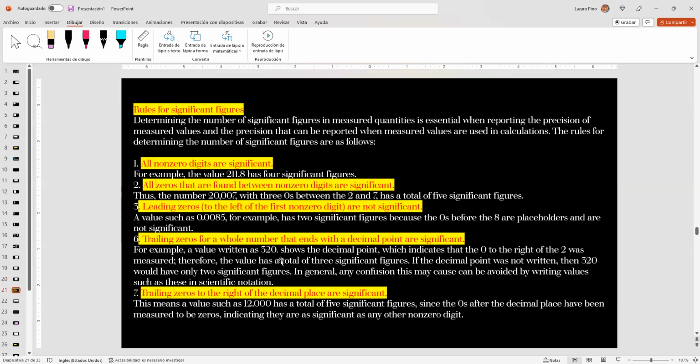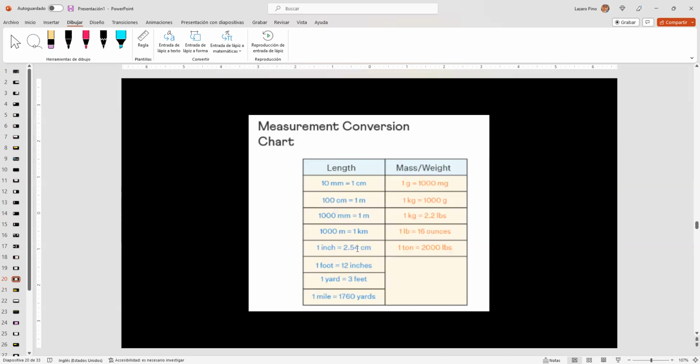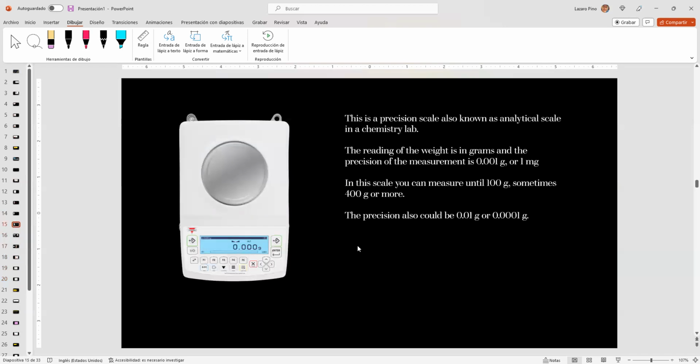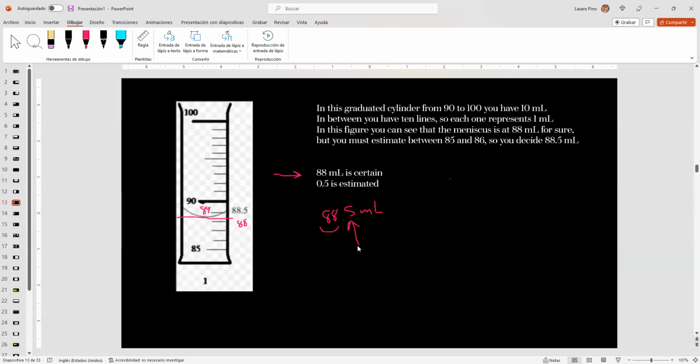Well, what are the rules for significant figures? First of all, what is a significant figure? Let's go back. For example, in this case, we said that the answer was 88.5 milliliters. As these three numbers are different from zero, we say that we have one, two, three significant figures.